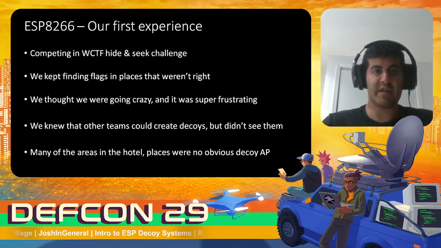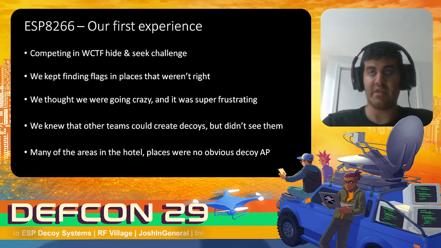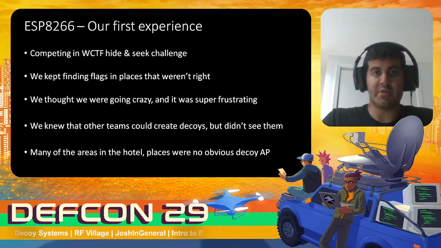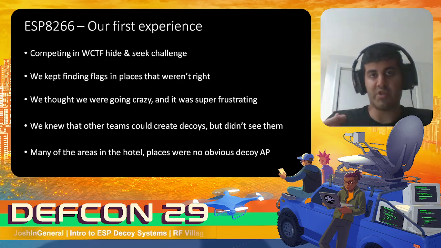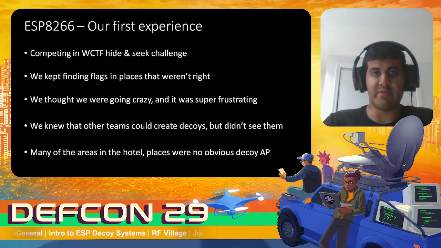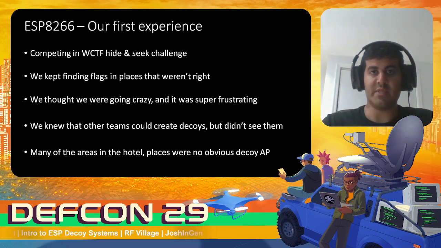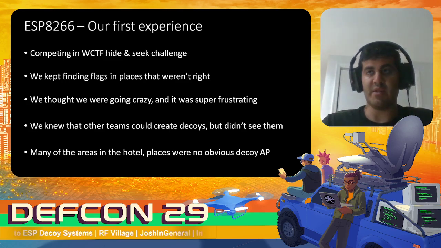So where we kind of got our first experience with this was competing in the Wireless CTF hide and seek challenge. The hide and seek challenge, if you haven't done it, is basically small access points around the conference center or wherever they're setting up the competition. And you have to use antennas, normally stubby and directional antennas, in order to find the device in the AP. Sometimes you can see the device, other times you can't.